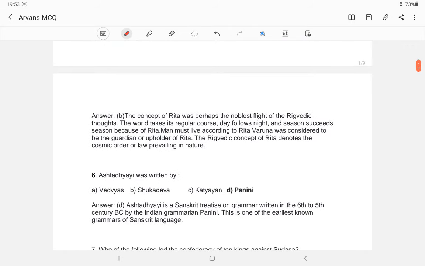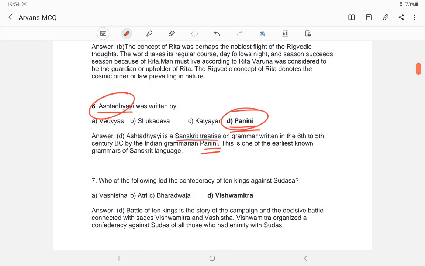Ashtadhyayi will be very important. It was written by Panini. It is a Sanskrit grammar book. Ashtadhyayi is a Sanskrit treatise on grammar written in the 6th to 5th century BC by the Indian grammarian Panini. So the question: who wrote the Ashtadhyayi? Panini.